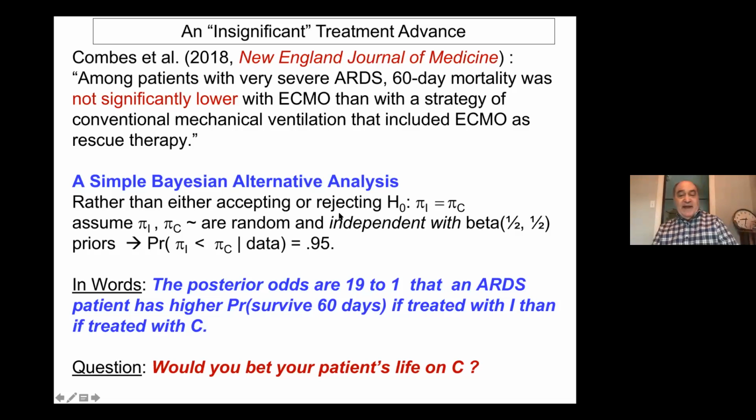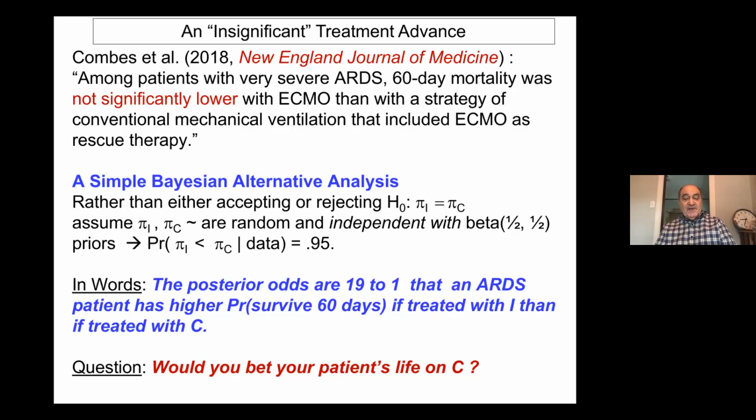Let's look at a simple Bayesian analysis. We're not going to test hypotheses. We're just going to treat the probabilities, as I have before, as random independent variables with non-informative beta priors. And I'm going to compute this very simple probability. In words, this says that the probability that pi I is less than pi C, that the probability of death within 60 days with I is lower than the probability of death within 60 days with C, is 0.95. You could say the posterior odds are 19 to 1 that an ARDS patient has higher probability of surviving 60 days if treated with I than treated with C.